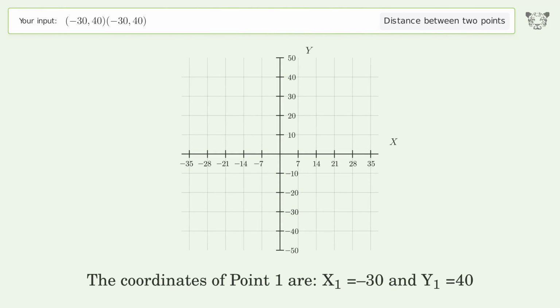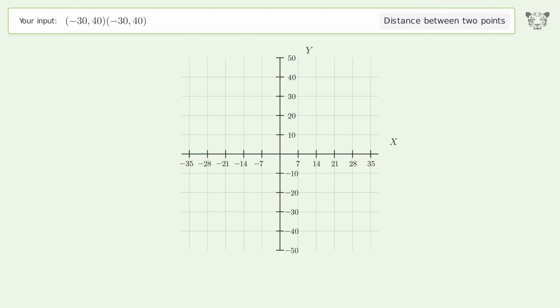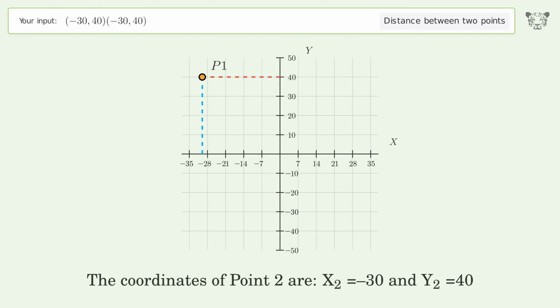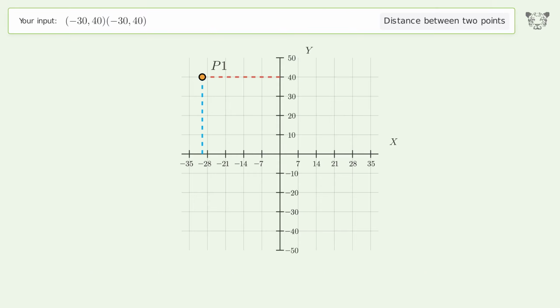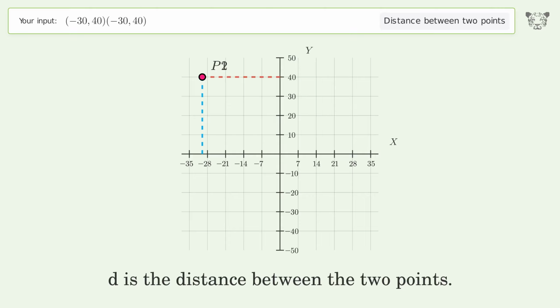The coordinates of point 1 are x1 equals -30 and y1 equals 40. The coordinates of point 2 are x2 equals -30 and y2 equals 40. D is the distance between the 2 points.